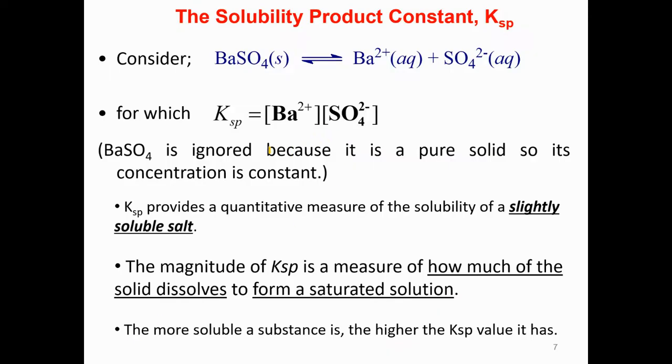For example, we have barium sulfate. Barium sulfate is ignored because it is a pure solid. Thus, its concentration is constant. Ksp provides a quantitative measure of solubility of slightly soluble salts. The magnitude of Ksp measures how much of the solid dissolved to form a saturated solution. The more soluble a substance is, the higher the Ksp value it has.